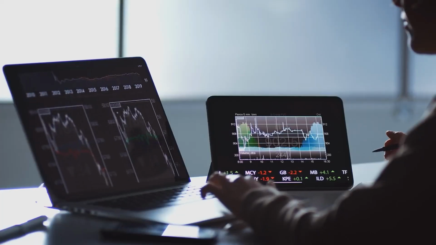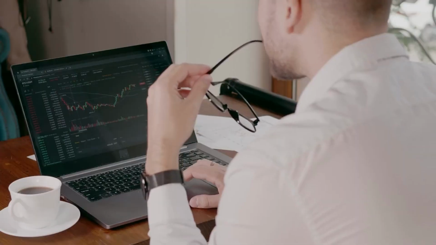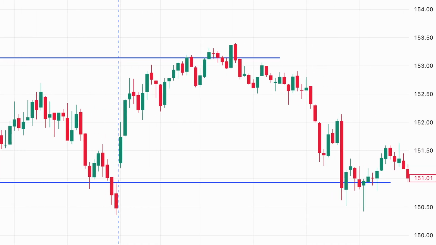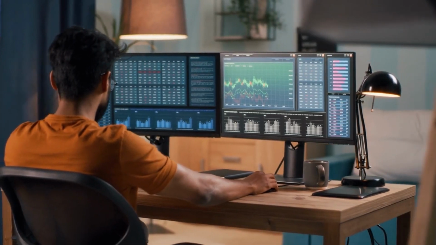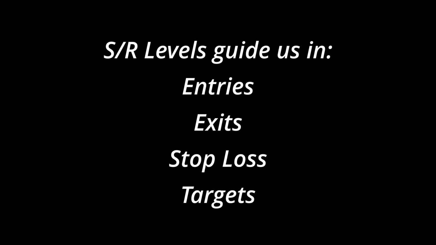How to use support and resistance. Imagine a trader as an architect designing a trading plan and support and resistance levels as the foundational blueprints. These levels guide traders in making informed decisions about entries, exits, stop-loss placements, and profit targets.